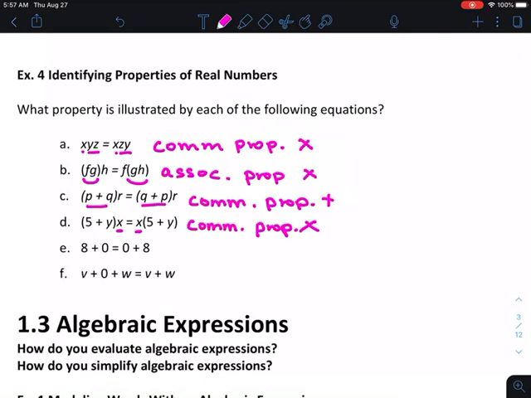Part E, we have an 8 plus 0 is equal to a 0 plus 8. Again, flip-flopping. Got a lot of commutative examples, huh? And F, we have a v plus 0 plus w equals a v plus w. So this 0 ended up going away. We are doing some sort of addition. So if I add 0 to something, that means that we are dealing with an identity property of addition.